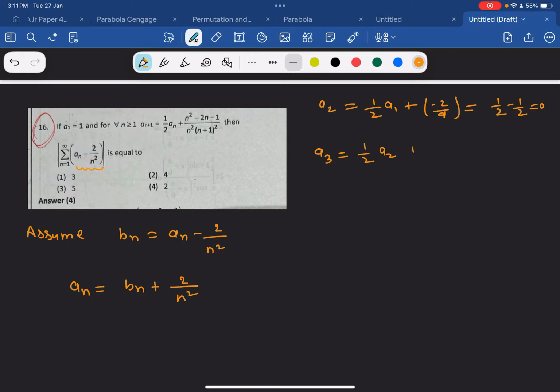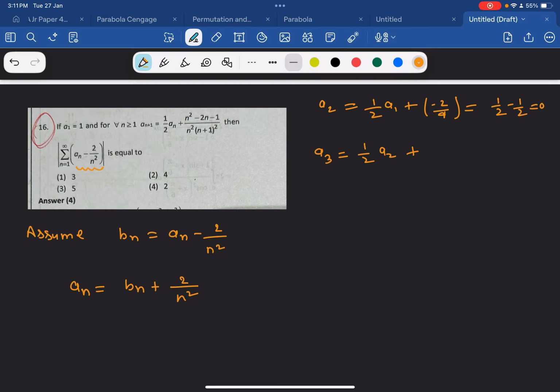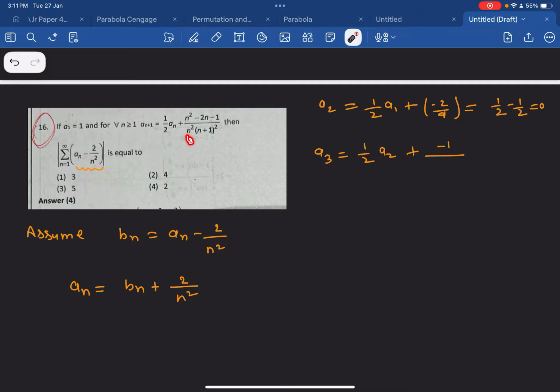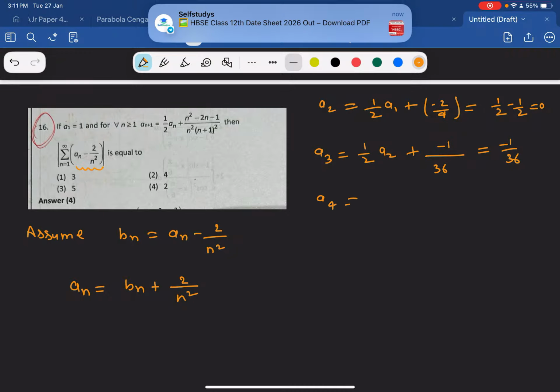Now a3, if you calculate, is 1 by 2 a2 plus, we are taking n equal to 2. So 4 minus 4 will be cancelled out. So here we are left with minus 1, divided by, if you take n equal to 2, 2 whole square, so 4, and 2 plus 1, 3. 3 whole square, 9. So this will be 4 into 9, 36. So this will become 36 and a2 will be 0. So minus 1 by 36.